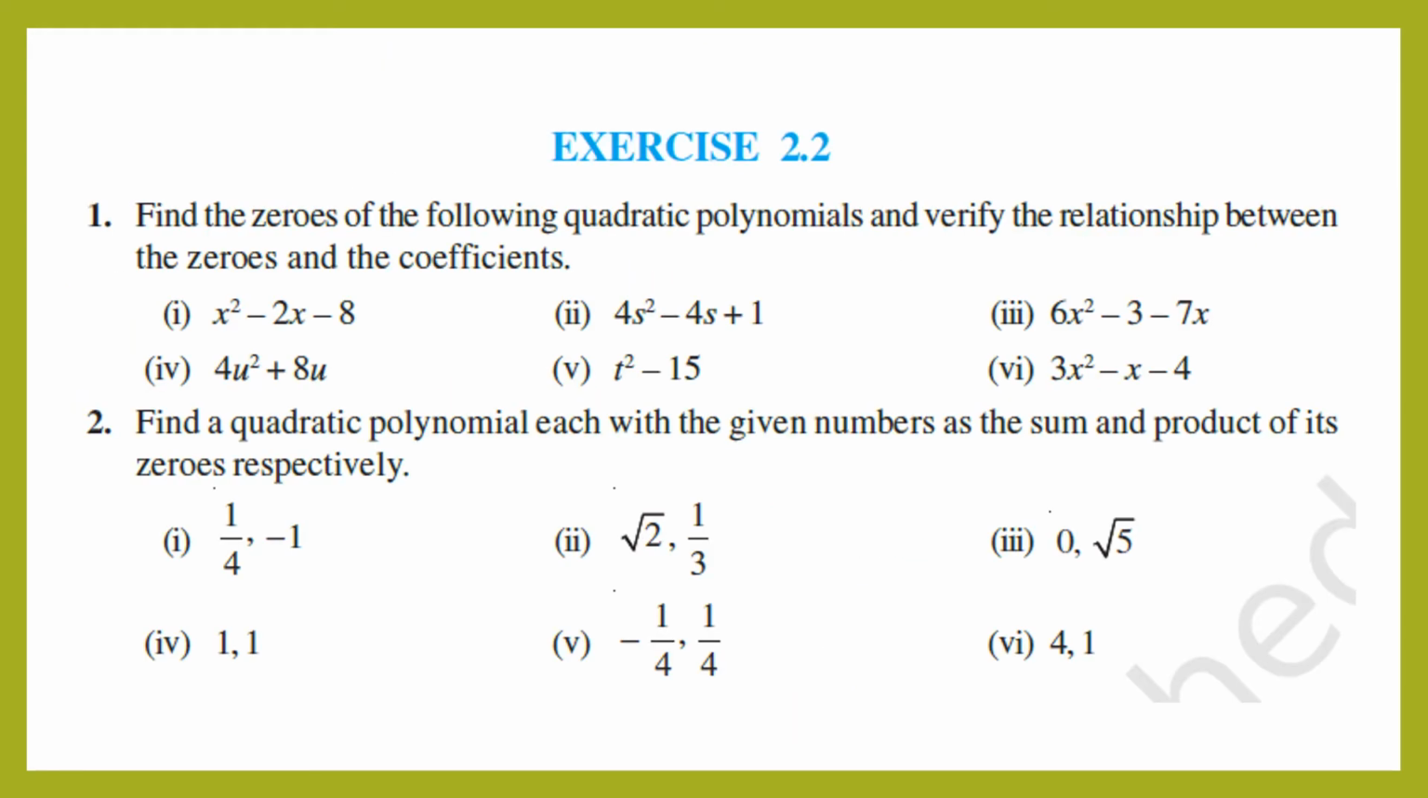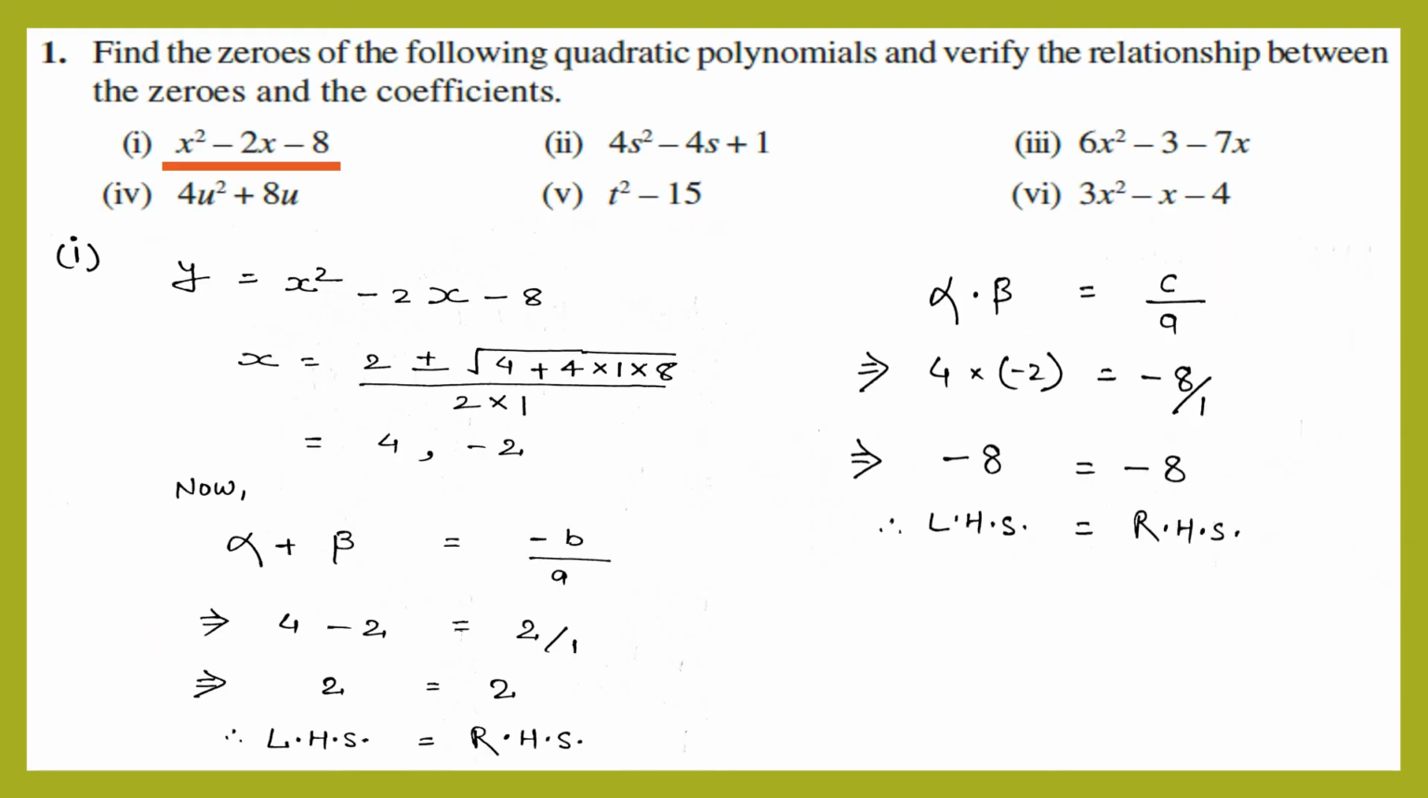In this exercise, we have these two problems. We will solve them one by one. In the first problem, we are given 6 quadratic polynomials and we have to find the zeros or the roots of the polynomials, and then we have to establish the relationship between the zeros and the coefficient, that is alpha plus beta equal to minus b by a and alpha into beta equal to c by a. So let's begin with the first one.